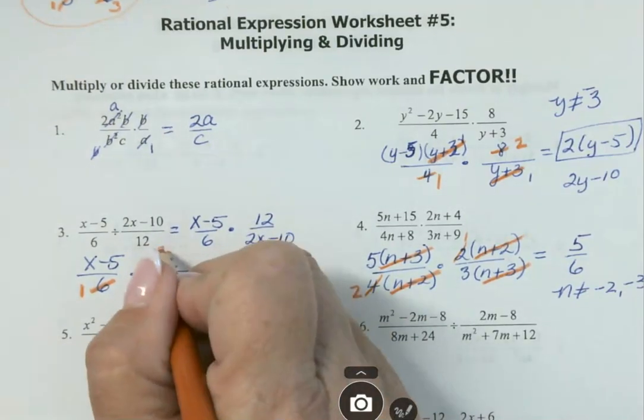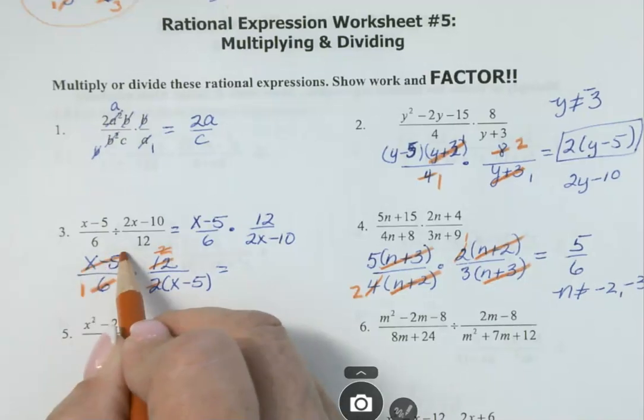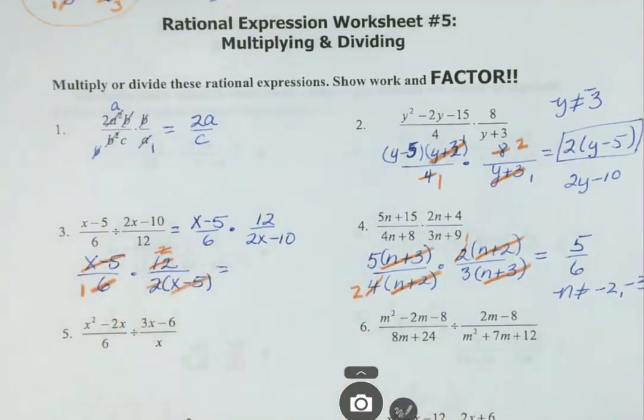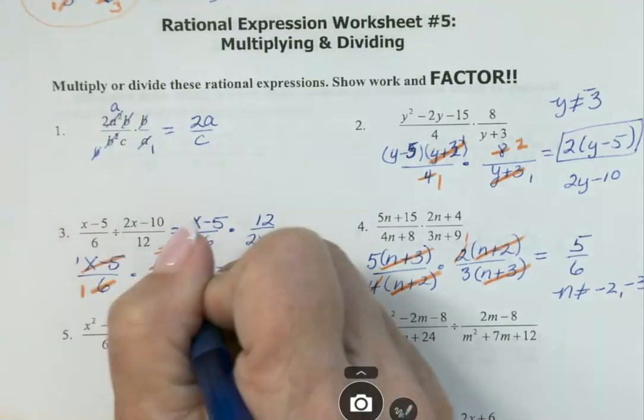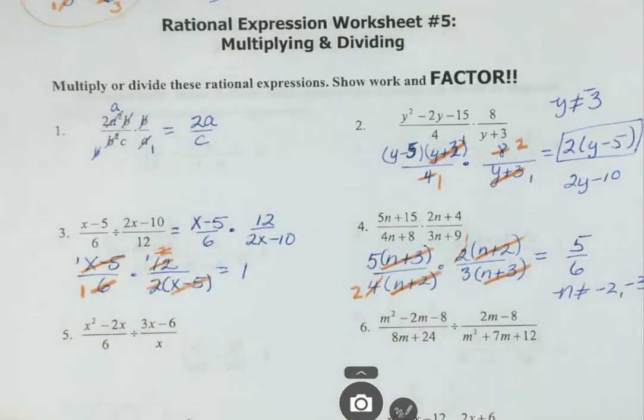Now I can continue because now this 2 and this 2 can cancel. I also have this x minus 5 and this x minus 5 that cancel. And when I'm done, it looks like there's nothing left. Well, there is something left. Technically, all of these are 1s. And so my final answer is just 1.